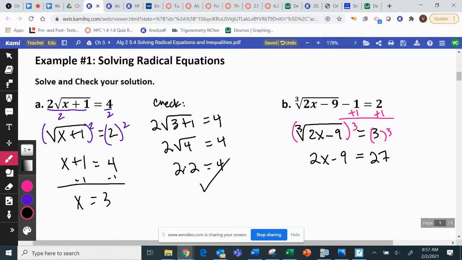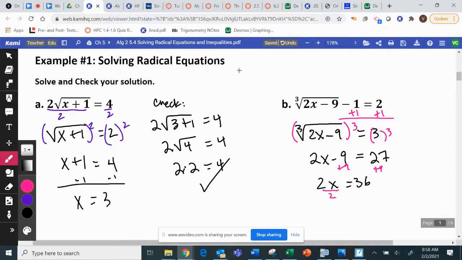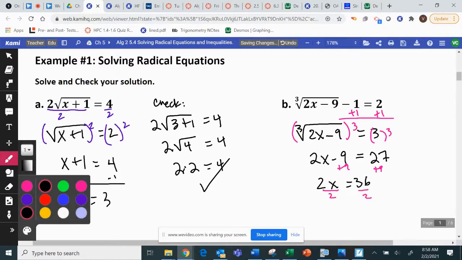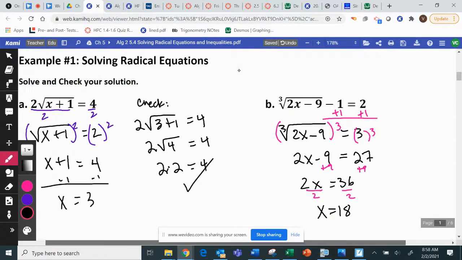What do I do next? Add 9. Perfect. So we get 2x equals 36. What do I do? Divide by 2. Excellent. X equals 18. Let's check it.